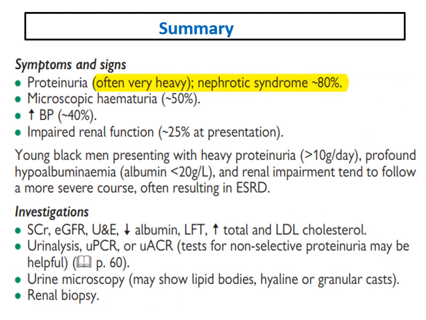Clinical presentation: patients with FSGS usually present with a heavy, full-blown picture of nephrotic syndrome, but might also present with microscopic hematuria, hypertension, and impaired kidney function. Remember that black patients usually present with severe forms. Investigations include serum creatinine, GFR, and hypoalbuminemia, as for all investigations of nephrotic syndrome.